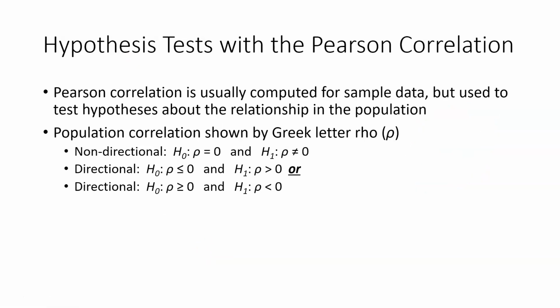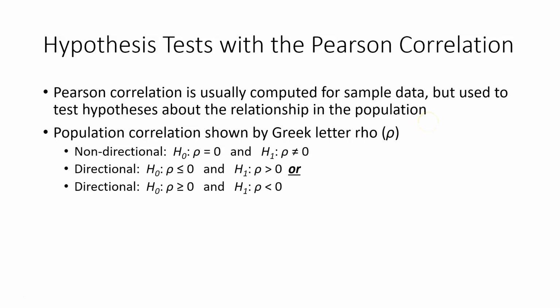Now that we understand how to compute the R, let's walk through the process of computing a hypothesis test using the Pearson correlation. A Pearson correlation is usually computed on sample data, but we use it to test hypotheses about relationships between two variables in the population. We don't actually care about the 5 or 15 or 30 people that are in our sample. We don't care if GPAs and IQ are related just in those few folks. We care that GPA and IQ are related in the population, among all the students, among everybody.